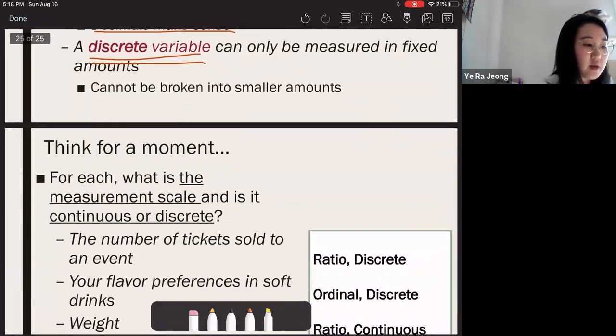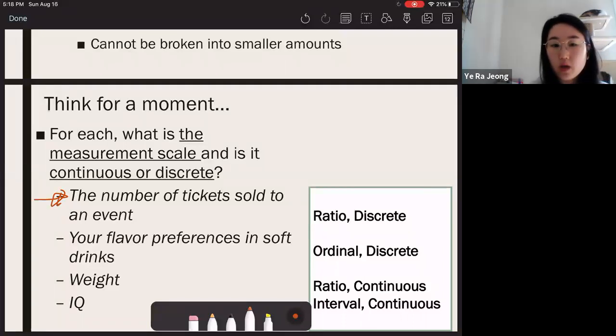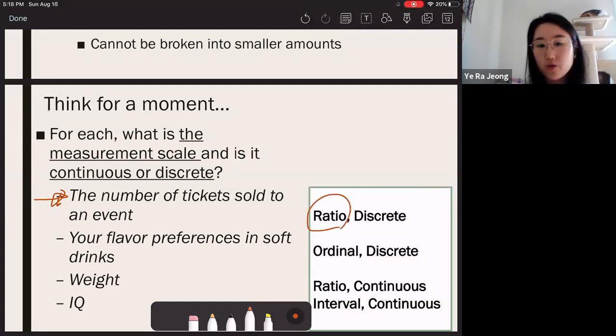So let's go over an example to see how this can be applied. Number of tickets sold to an event. The first thing you want to determine, to know which measurement scale it is, is to first see if 0 makes sense. Can you sell 0 tickets? It makes sense. You can sell 0 tickets. When 0 makes sense, it automatically is ratio, because ratio is the only measurement scale that has a true 0.